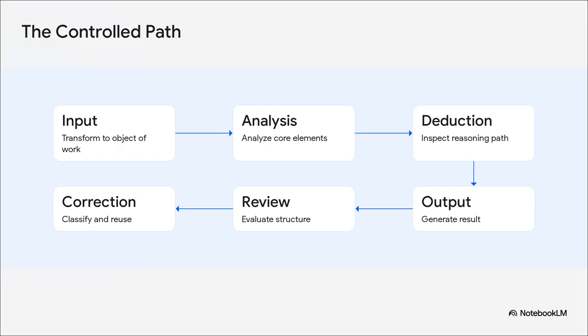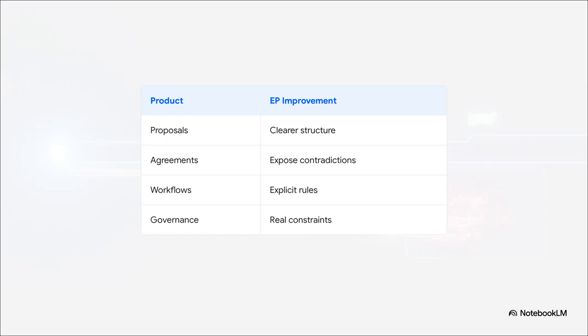Then comes analysis and deduction, where the reasoning path is made entirely inspectable rather than being hidden inside a bunch of fluent language. After generating the output, it goes through a strict review against structure, not just style. And crucially, it ends with correction and reuse. Failure isn't just quietly edited away, it is classified and leveraged to improve the very next cycle. This fundamentally changes the actual quality of the work by making it more inspectable, correctable, and reusable.